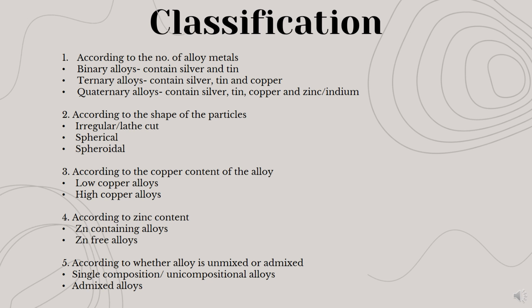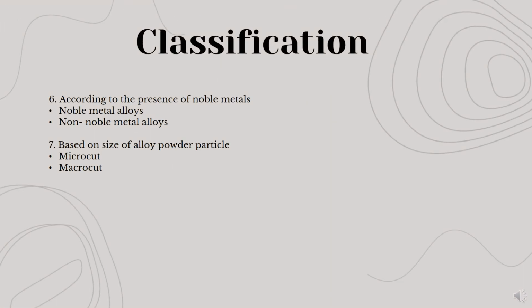According to whether the alloy is unmixed or admixed, they can be single composition or unicompositional alloys, in which each particle of the alloy has the same chemical composition, and admixed alloys. These alloys are a physical blend of lathe-cut and spherical particles. Presence of noble metals: they can be noble metal alloys, which contain small amounts of palladium or gold, and non-noble metal alloys, which do not contain any noble metals. Based on size of alloy powder particle, they can be microcut or macrocut.